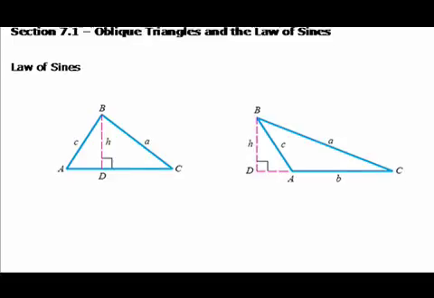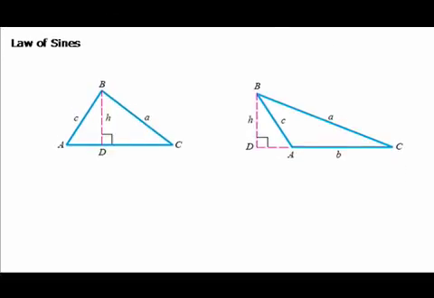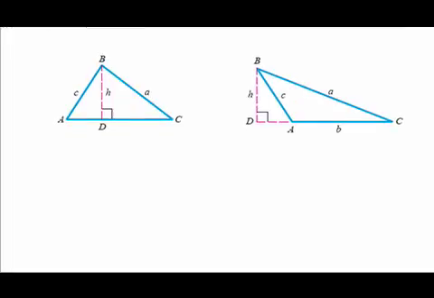Where the law of sines comes from is, again, you can use either diagram. On the left you have an acute oblique triangle, on the right you have an obtuse oblique triangle, and the same argument will hold for both pictures. Is it not true that the sine of angle A would be opposite side H over hypotenuse C? Just picking on the right triangle on the left, right?